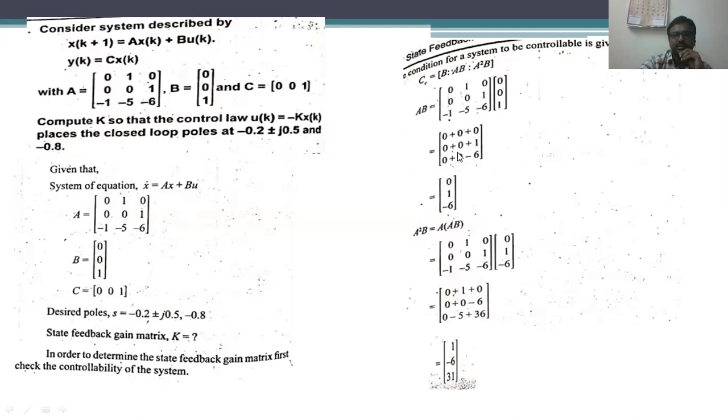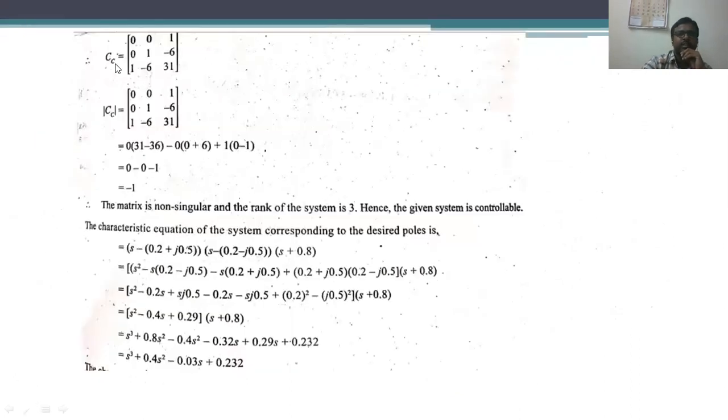Okay, so just substitute the values of B, AB and A square B in this particular controllability matrix. Therefore, the controllability matrix is going to consist of these values regarding B, these values regarding AB, and these values regarding A square B. After that, we have to check the determinant of this controllability matrix.